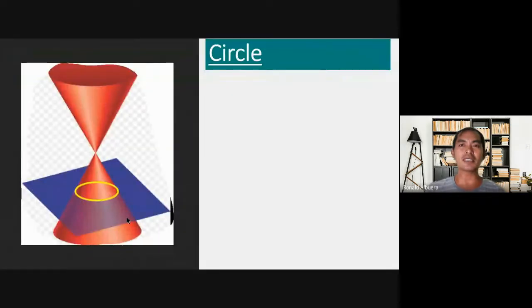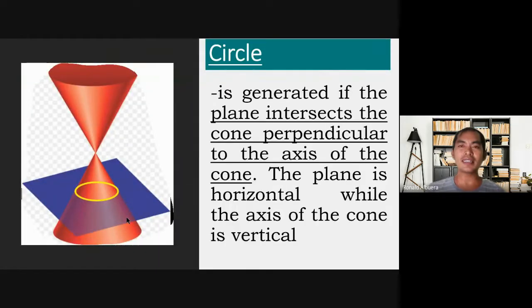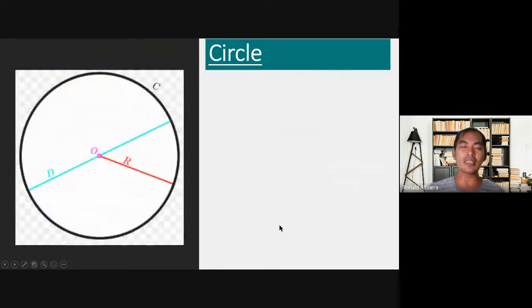Okay, so we define a circle. It is generated if the plane intersects the cone perpendicular to the axis of the cone. The plane is horizontal while the axis of the cone is vertical.